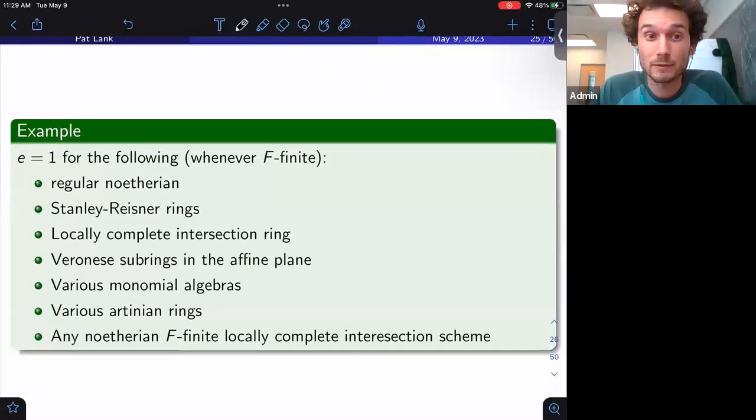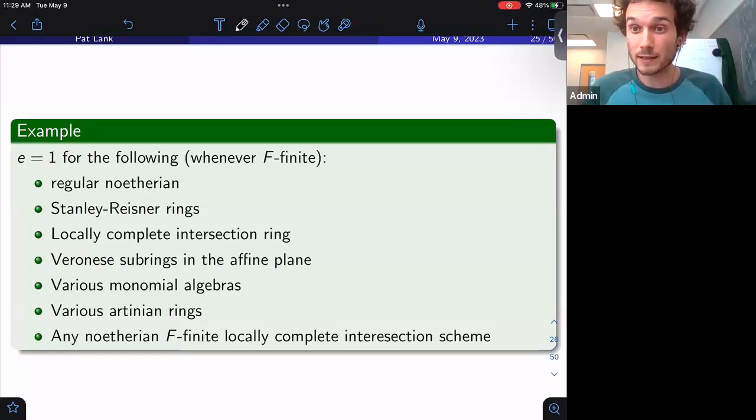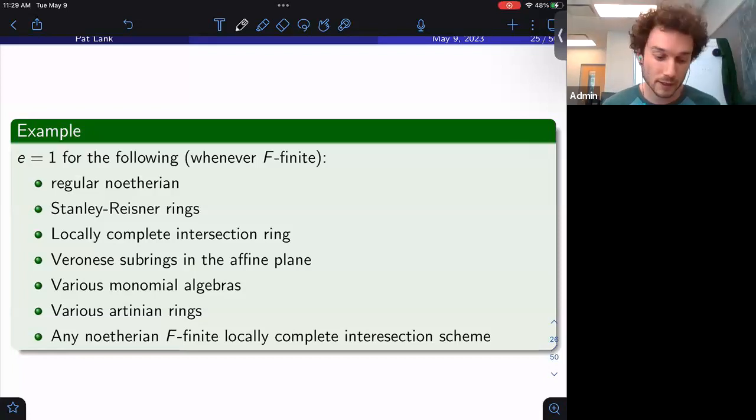So in the following examples, we know that we only need to push forward once to generate. Now, there might be examples where you need to push forward more times, but in these situations I don't really care about the codepth or the characteristic. I know that I could push forward once, and that's very nice to know. So if I'm regular, noetherian, finite Krull dimension, I push forward once. Stanley-Reisner rings, locally complete intersection rings, Veronese subrings in the affine plane, various examples of monomial algebras.